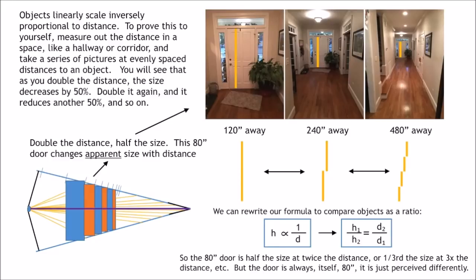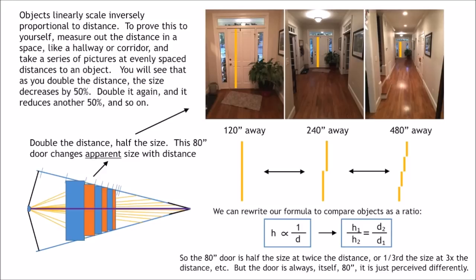So objects linearly scale inversely proportional to the distance, like we said. To prove this to yourself, measure out the distance in a space like a hallway or a corridor. Take a series of pictures at evenly spaced distances to an object. And you will see that as you double the distance, the size decreases by 50%, double it again, and it reduces another 50%, and so on. So again, double the distance, half the size.